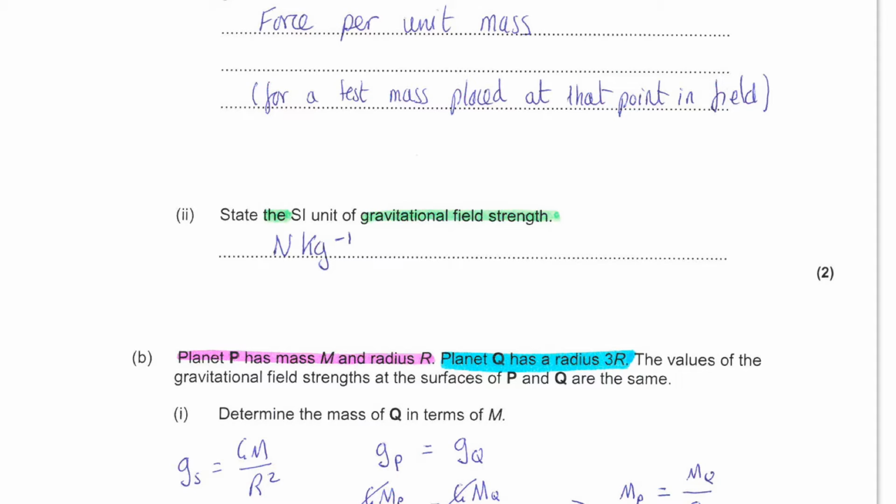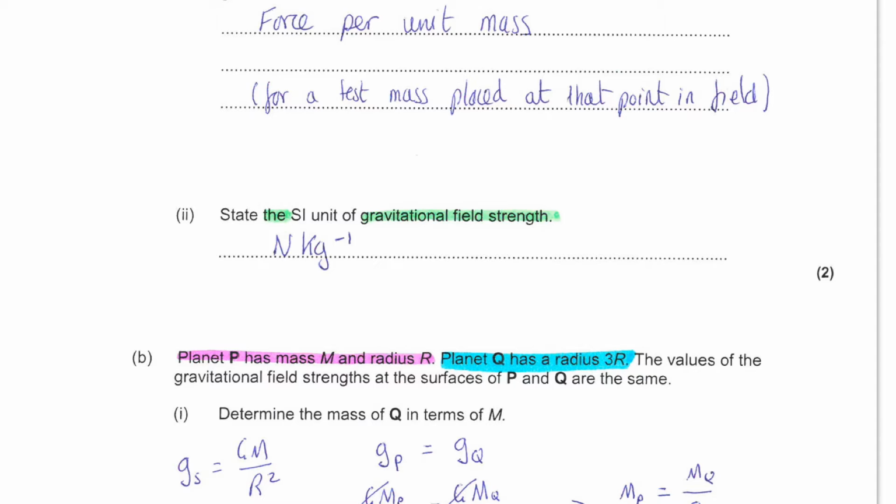This is the Fields Homework Booklet, question number 11. Explain what is meant by the gravitational field strength at a point in a gravitational field. The definition of gravitational field strength is the force per unit mass. In brackets, I've just put the context, which is basically what was said in the question.